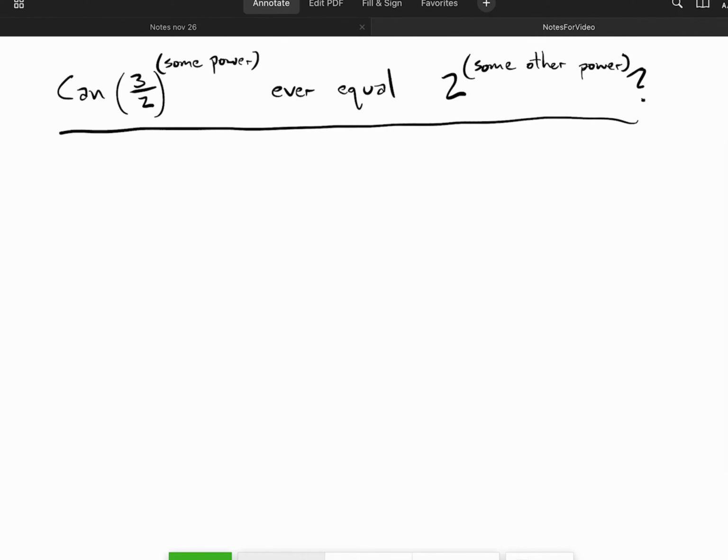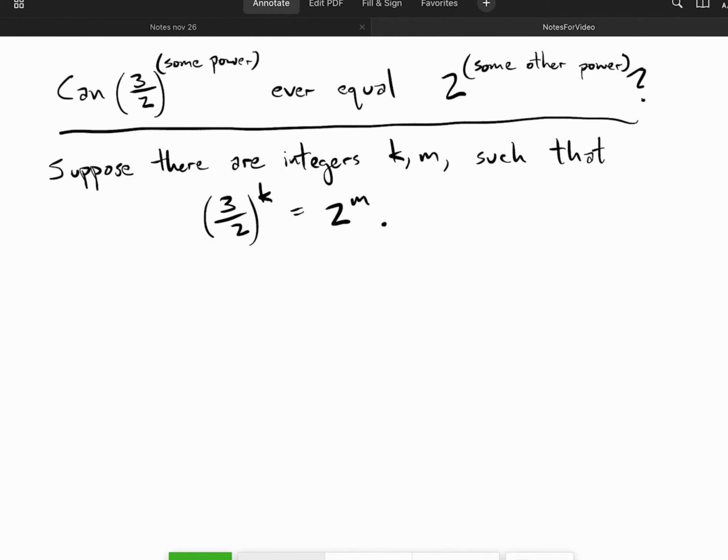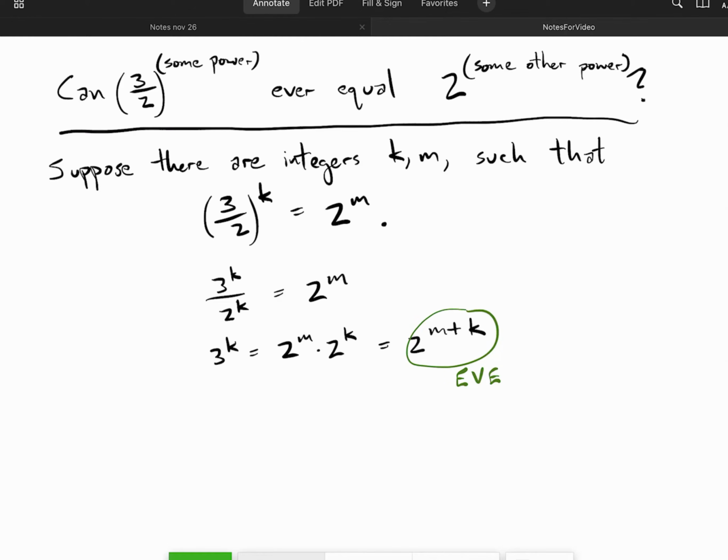other power? Well, we'll suppose that it is possible, and then we'll deduce from that something that is absolutely absurd, and that will show that there's no way that it can be possible. So suppose that there are some integers k and m such that 3/2 to the power of k is equal to 2 to the power of m. If we rearrange this equation, we wind up getting that 3 to the power of k is 2 to the power of m plus k. But any power of 2 is going to be even, and any power of 3 is going to be odd. This is clearly absurd, so there cannot possibly be such integers.